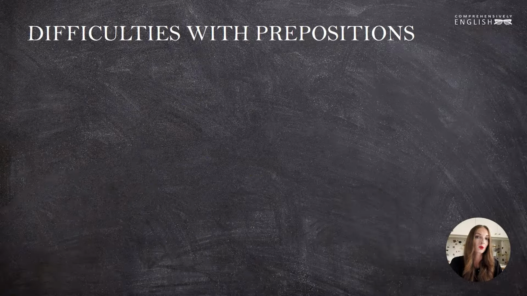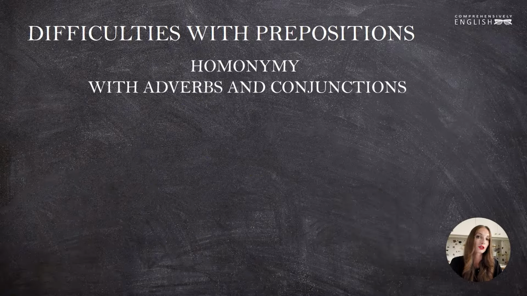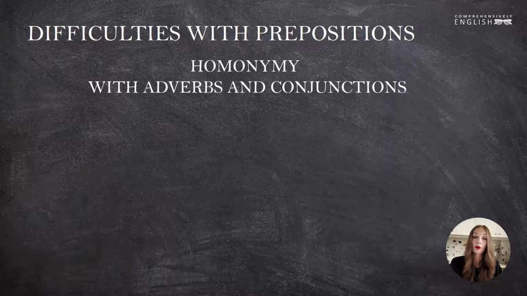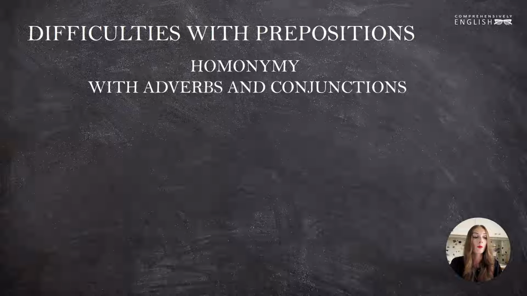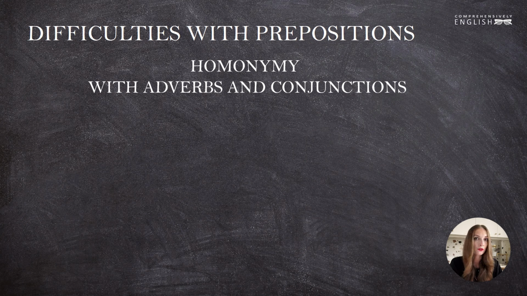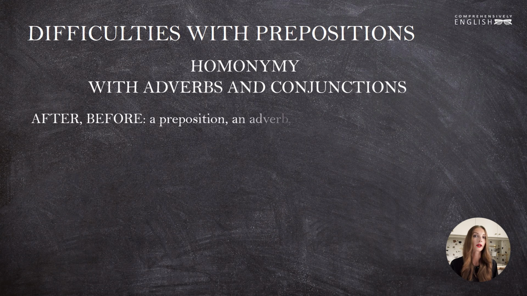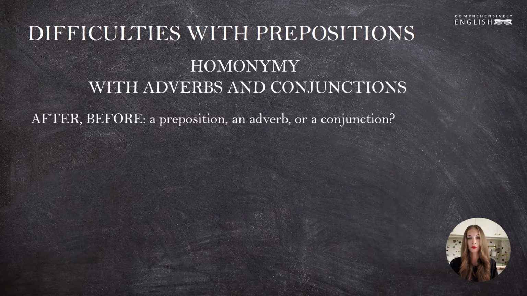The second thing, which I believe is problematic for English learners when we speak about prepositions, is their homonymy with other parts of speech. And first of all, their homonymy with adverbs and conjunctions. Let's take a look at the words after and before. These words can be both prepositions, adverbs, and conjunctions. How do we know what part of speech we're dealing with?